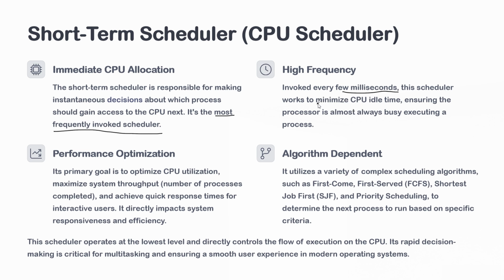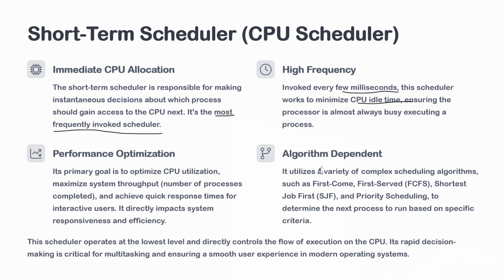This scheduler works to minimize CPU idle time, ensuring the processor is almost always busy executing a process. So it should not remain free. Performance optimization. Its primary goal is to optimize CPU utilization, maximize system throughput, meaning the number of processes completed, and achieve quick response time for interactive users. It directly impacts system responsiveness and efficiency.